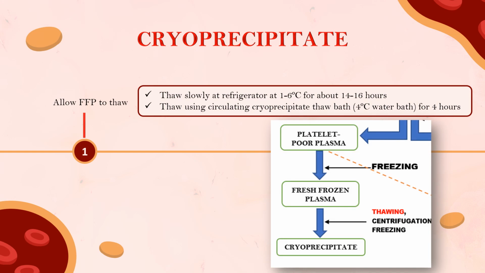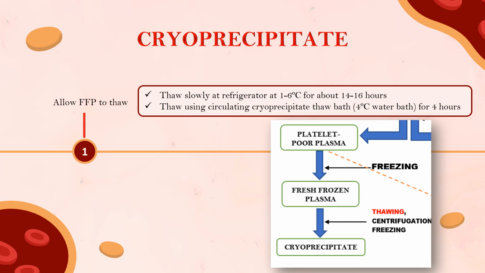First procedure, we thaw the fresh frozen plasma obtained from the previous slide that was discussed a while ago. So we thaw the fresh frozen plasma, and we can actually perform thawing procedures via two ways. First is by using a regular blood bank refrigerator at 1 to 6 degrees centigrade. However, this will consume a 14 to 16 hour thawing process.